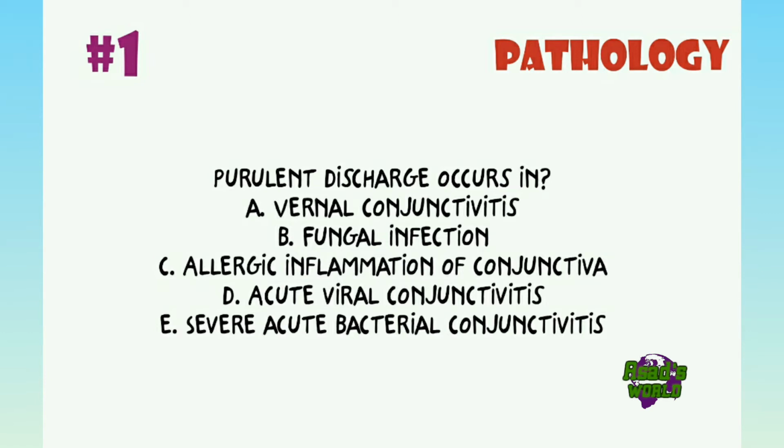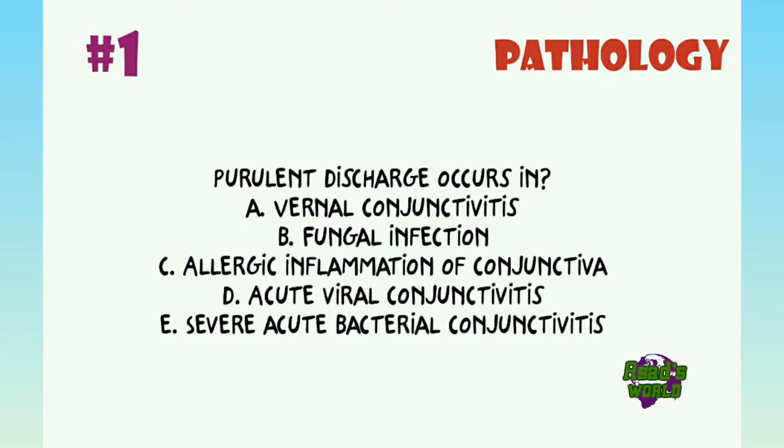So first option is your vernal conjunctivitis. The characteristic exudate of vernal conjunctivitis is mucoid and it is sticky. There are ropey secretions. So the option A, vernal conjunctivitis, is clearly wrong. Now, option B is your fungal infection, which is a tricky option because in fungal infection, purulent as well as mucopurulent discharge occurs. But because it is not truly purulent, we just eliminate this option.